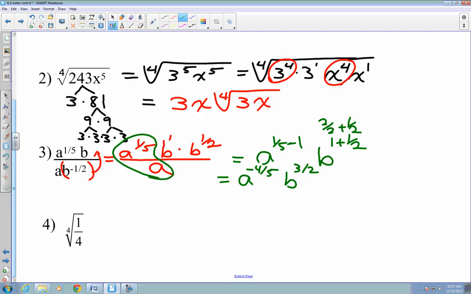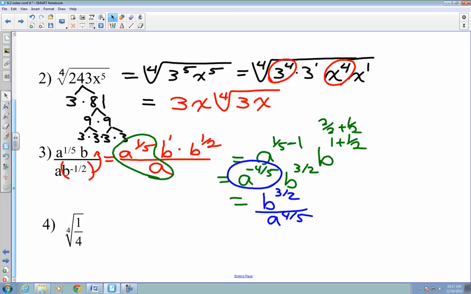Okay, so now I'm not quite done. I need to write this without any negative exponents. So just this part, that a with the negative exponent will go to the bottom of my fraction. So I have b to the 3/2 over a to the 4/5. Like I said, if you were given fractional exponents to begin with, then you can write your answer with fractional exponents. If you're given radicals to begin with, write your answer in radical form.